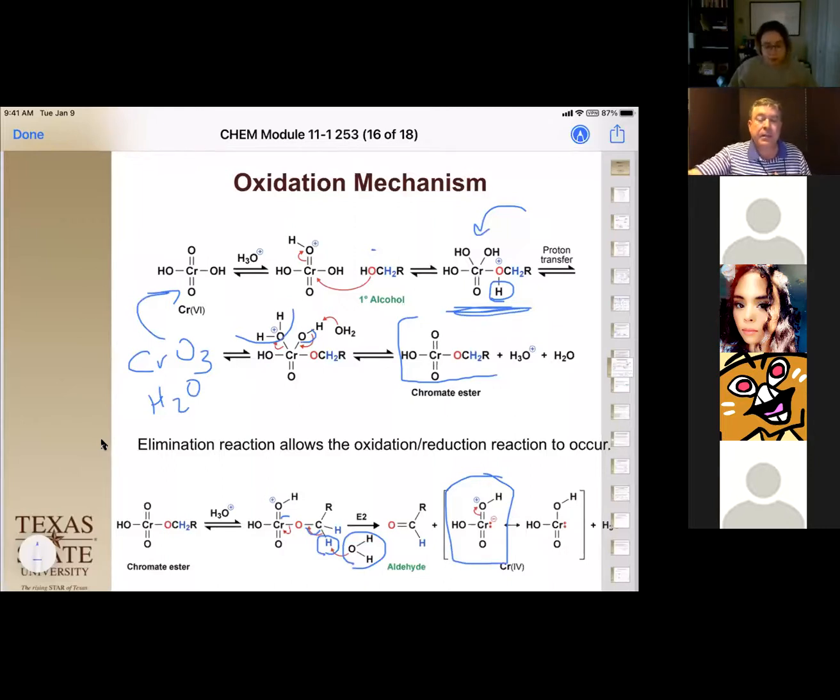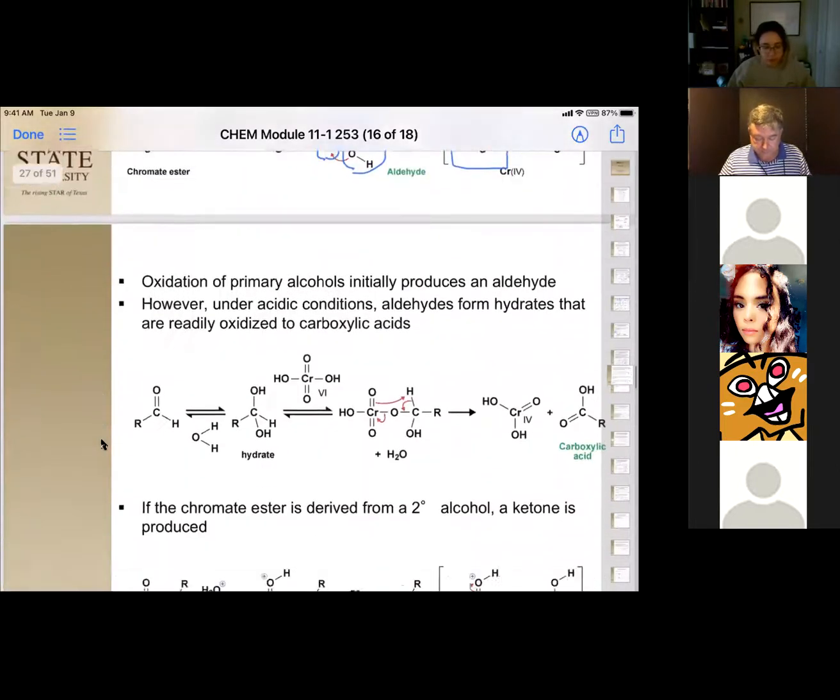Now notice in this step, we stopped at the aldehyde here. Well, that aldehyde still has a proton on the carbon that was the alcohol, and it can be oxidized further to the carboxylic acid.